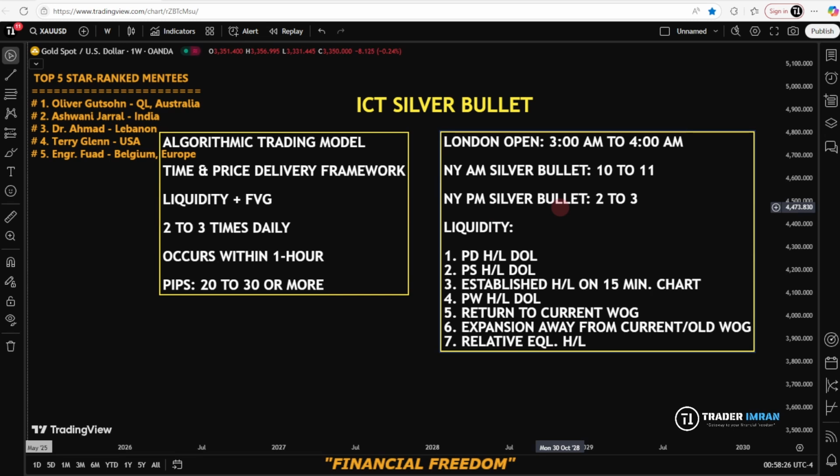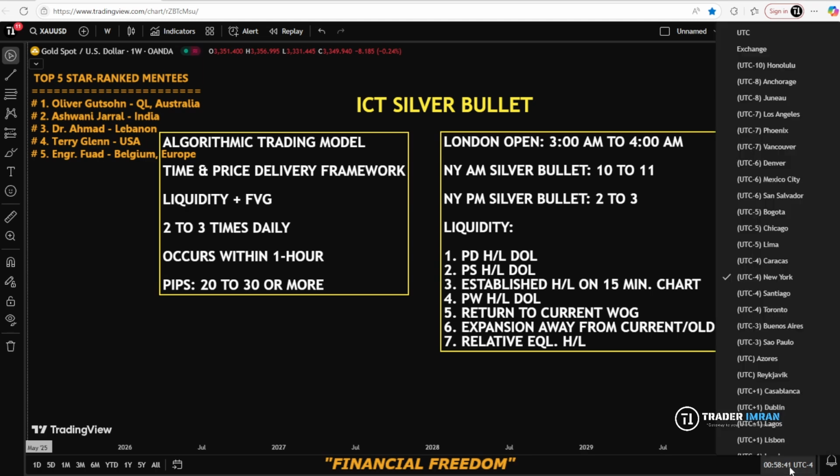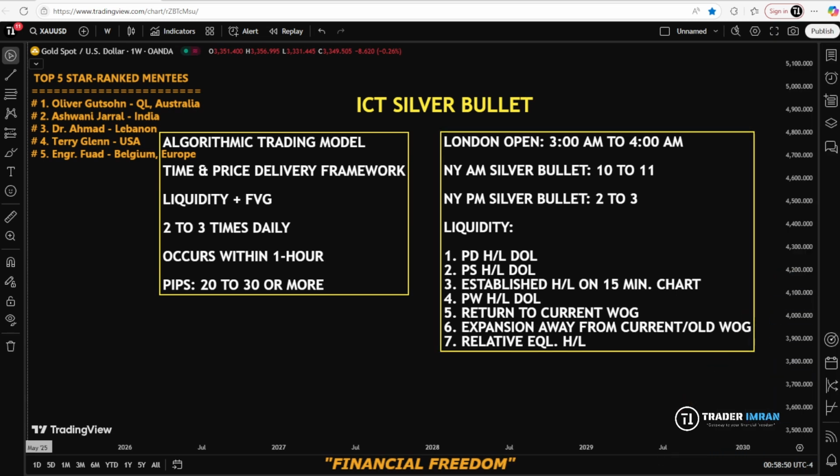So let's start with the London Open 3 a.m. to 4 a.m. silver bullet. I have already set the time frame here. You can also set it according to your time zone; it's UTC negative for New York time. I have selected this already. It is convenient for me to express this strategy easily and mark the time frames on the chart.